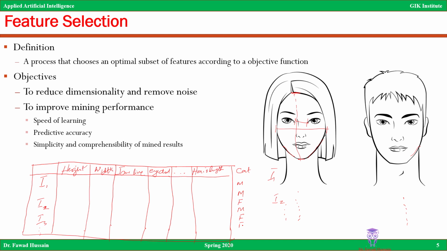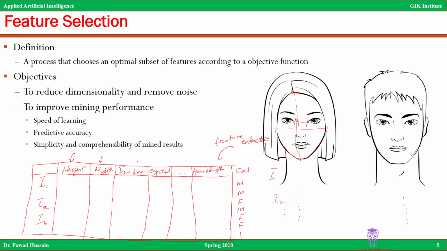Once I am done with that, what I've just done here is the feature extraction part. Once I'm done with that, then I will say, okay, maybe is the height important? Then I have to look at this, and the way I look at this is, does this differentiate between a male and a female?